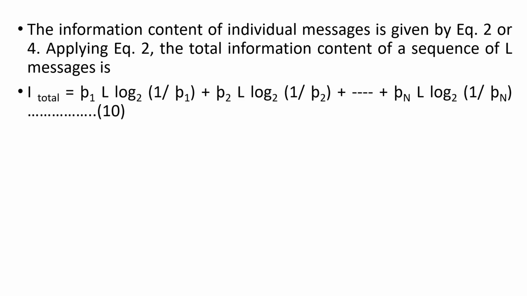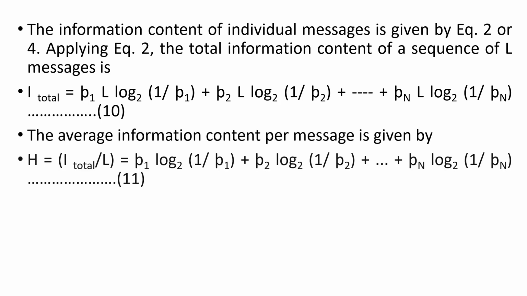The information content of individual messages is given by equation 2 or 4. Applying equation 2, the total information content of a sequence of L messages is I total equal to P1 L log 2 1 by P1 plus P2 L log 2 1 by P2 up to Pn L log 2 1 by Pn. This is equation 10. The average information content per message is thus given by H equal to I total by L, where L is the number of messages.